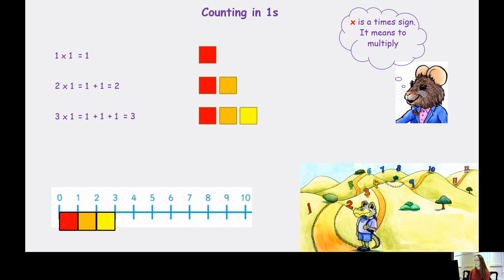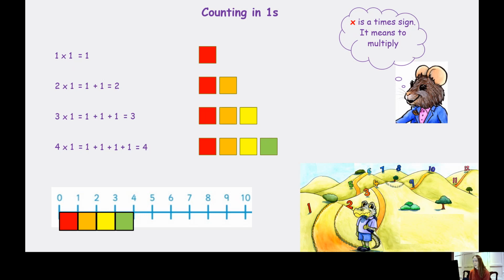And then the fourth number in my 1x table, well, that's formed by working out 4 times 1. And that means 4 lots of 1 added together. So 1, add 1, add 1, add 1. 4 lots of 1 being added together. And that makes 4. And if I add my fourth lot of 1 here onto my number line, you can see that I get 4. And that is how we form our counting numbers. This is the 1x table.